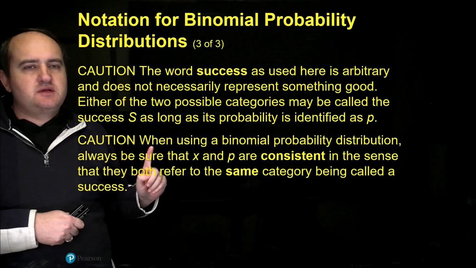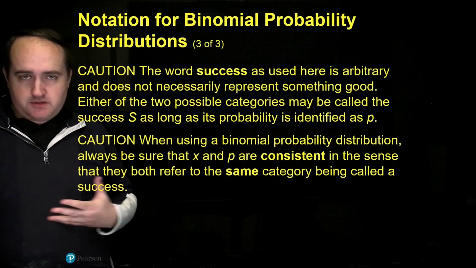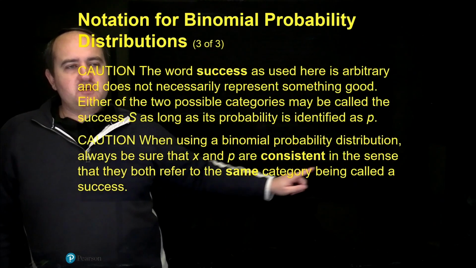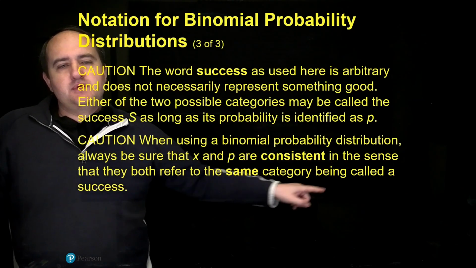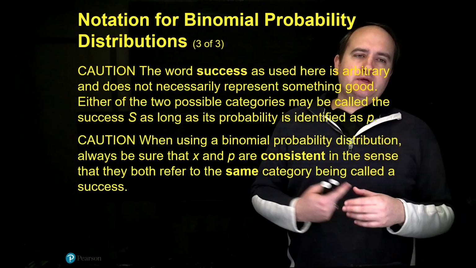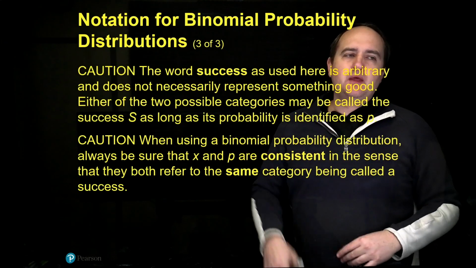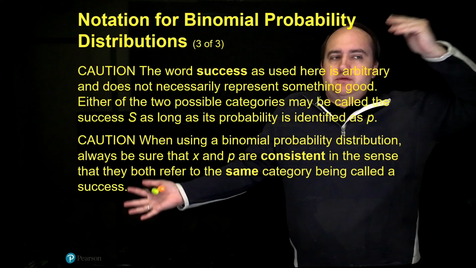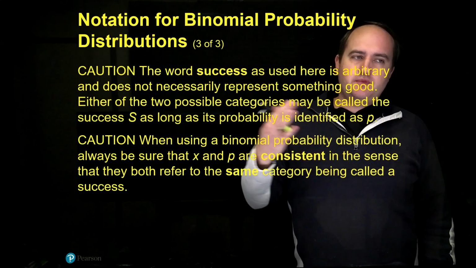The other word of caution is when using a binomial probability distribution, which is all that we're doing in this section, always be sure that X and P are consistent in the sense that they both refer to the same category being called a success. So even though it's kind of silly to call things a success and a failure because it sounds like it means something that it doesn't, the reason they use those words, I think, is just because they're easy to remember. Okay. And then as long as you're consistent, then you'll be okay.